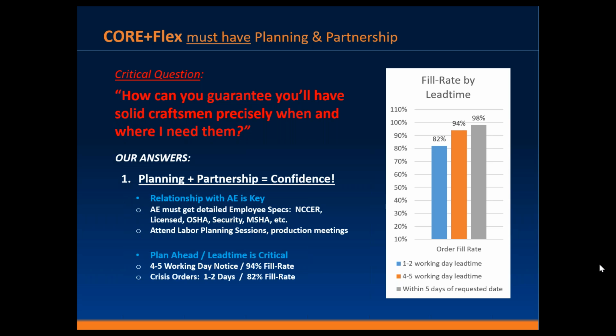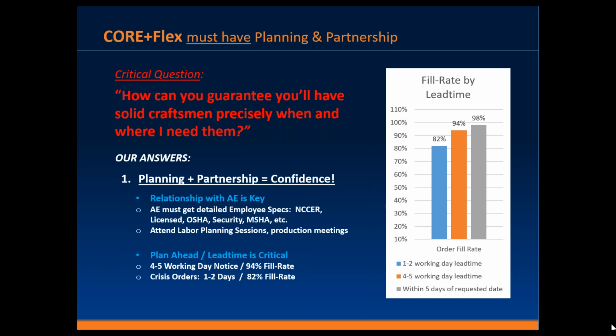And for that to happen, there's two things that have to happen. One would be planning and partnership. The second would be working with a company who has true recruitment power. To go to the first one, planning and partnership, what is totally critical about making CORE+Flex work is a relationship that our contractors have, superintendents, project managers, site management, with our account executives and our local offices. We have many clients that are highly successful with this and getting the people they need because they literally invite our account executives, our construction labor managers, to their labor planning sessions, production meetings, and so on.